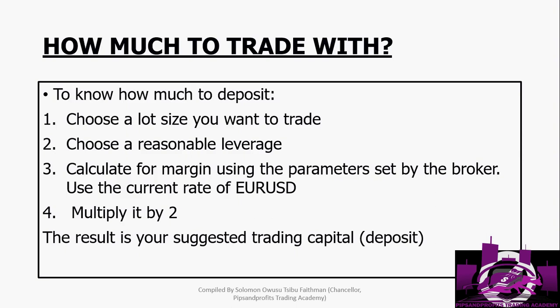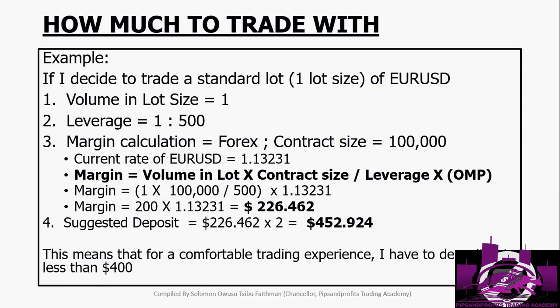Okay, so after you have done your calculation, you use the current rate of Euro USD, you multiply it by the rate of Euro USD, and the answer you are going to get is going to be the least amount to deposit. However, to have a comfortable trading experience, you have to multiply that answer by 2. And when you do that, that will result in your suggested trading capital.